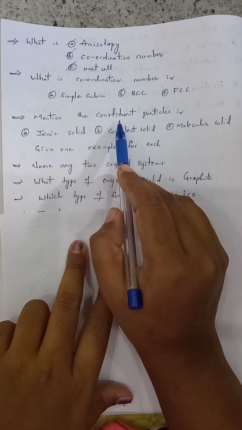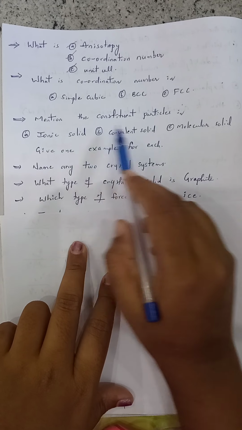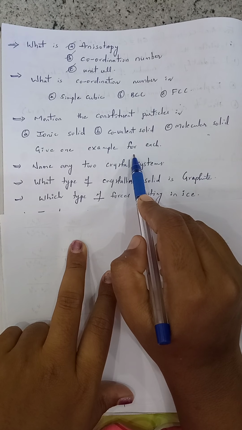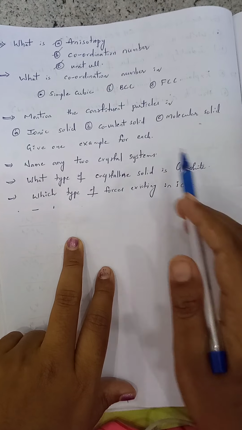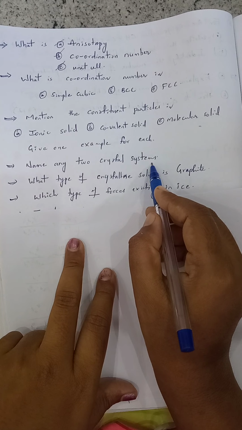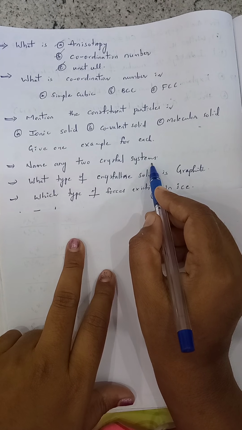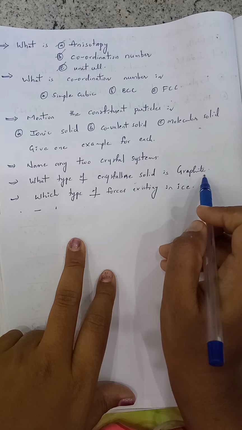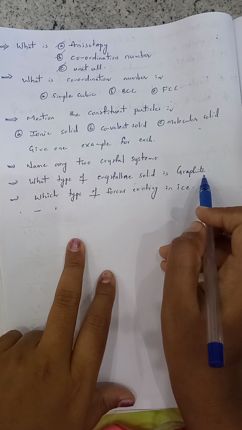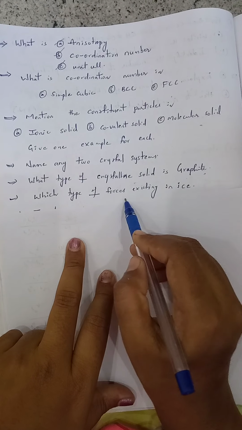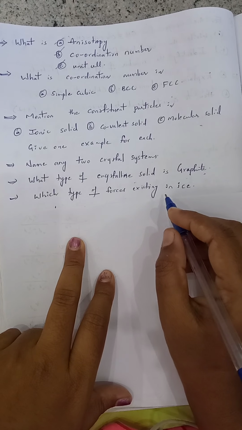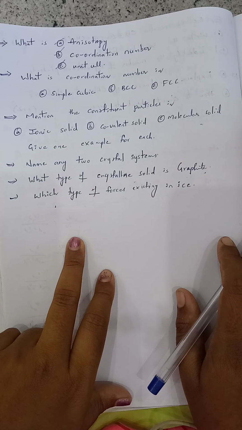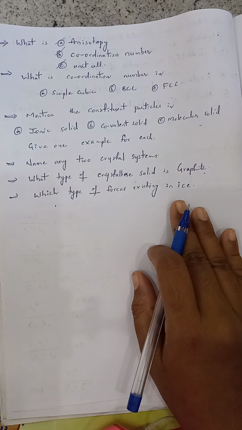Next one, mention the constituent particles in ionic solid, covalent solid and molecular solid, and give one example for each. Next, name any 2 crystal systems. Just the names you want to write. What type of crystalline solid is graphite? We want to mention which type of crystalline solid graphite belongs to. Which type of forces exist in ice? You want to find out the type of forces present in ice. So these are the most important concepts where you will get questions either for 2 marks or for 3 marks.